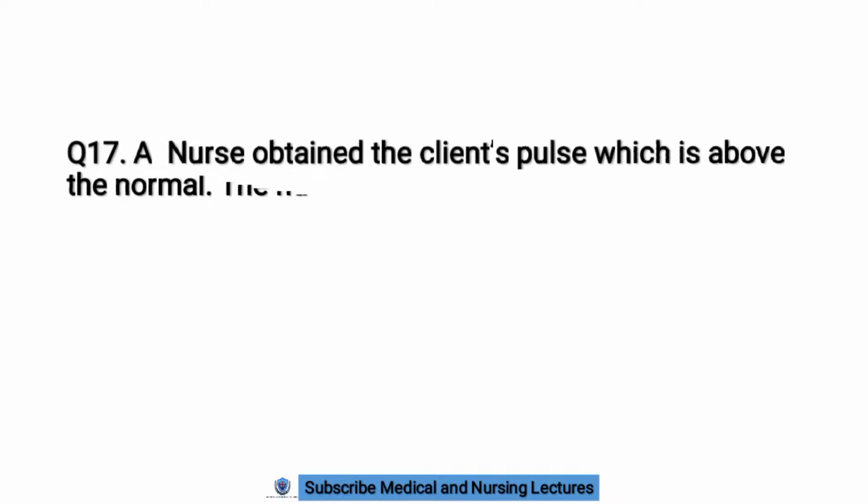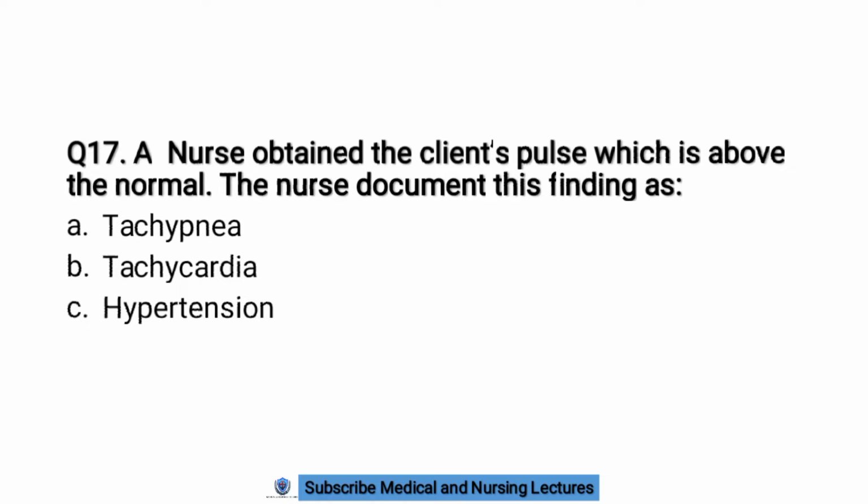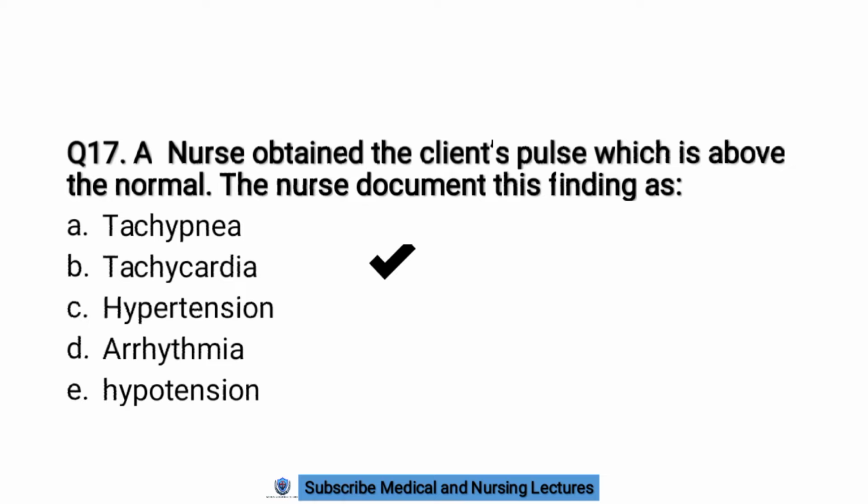A nurse obtained the client's pulse, which is above the normal. The nurse documents this finding as tachypnea, tachycardia, hypertension, arrhythmia, hypotension. The normal range of pulse is 60 to 100. So if it exceeds 100, which is above the normal, that is known as tachycardia. Option B is the correct one.